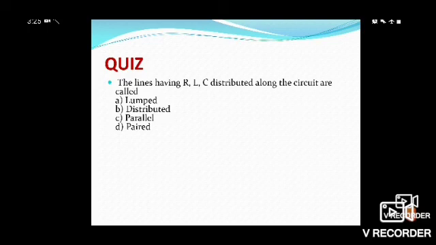The lines having resistance, inductance, capacitance distributed along the circuit are called as? The first option is lumped, the next option is distributed, the third option is parallel, and the fourth option is paired. So which one is the correct?